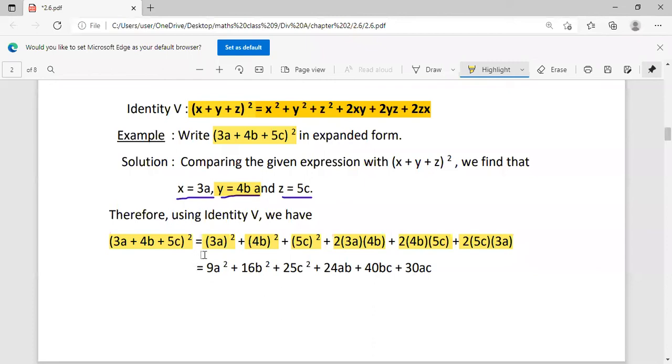Okay. Now what is 3a whole squared? It is 9a squared plus 16b squared plus 25c squared plus, we are multiplying it, 2 into 3a into 4b. That is 2 into 3, 6, 6 into 4, 24, so 24ab, plus the remaining 40bc plus 30ac.